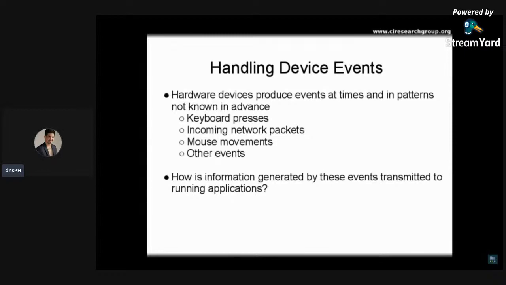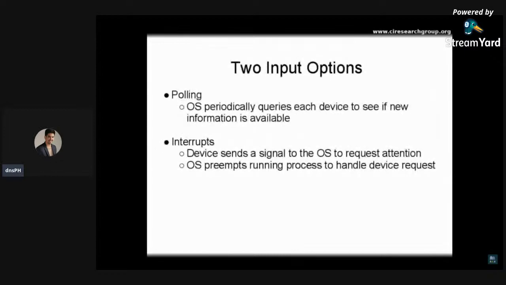Similarly, if we have incoming network packets for a server application or even just a workstation, we don't know the order and timing of those messages. We also don't know when the mouse is going to be moved, or when any of a whole bunch of other hardware events is going to occur. So how can we get the information generated by these events and make it available to our applications? Well, we have two options.